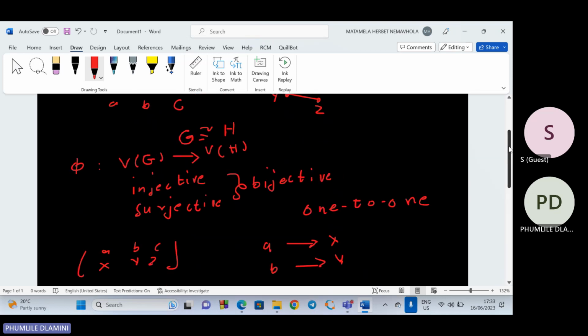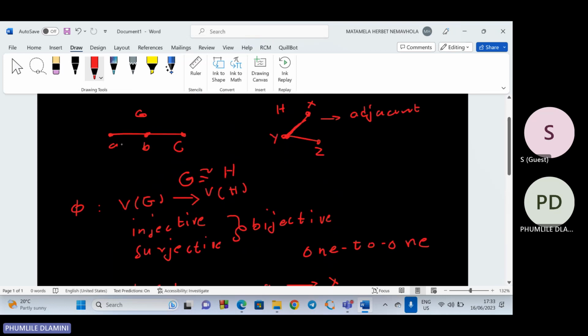The other thing that we are going to check is X and Z. You can see that there is no line between X and Z. Is there any line that is extending or joining A and C? We find that there is no line joining A and C.